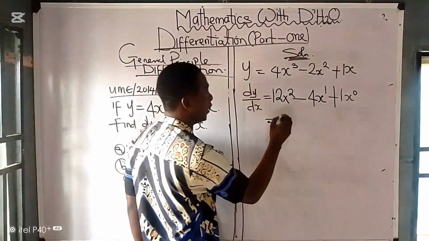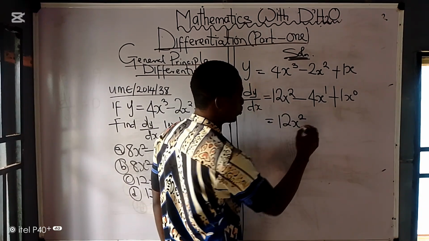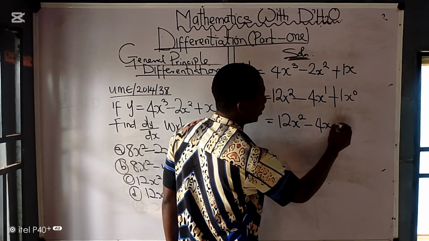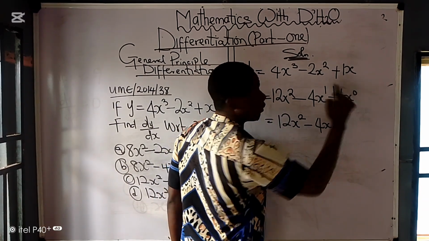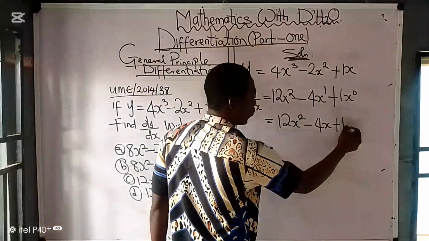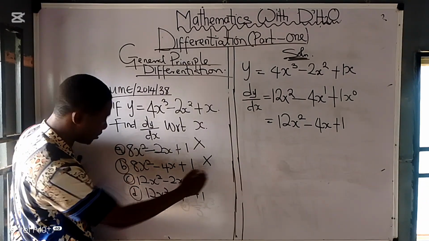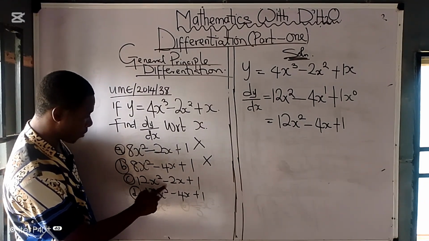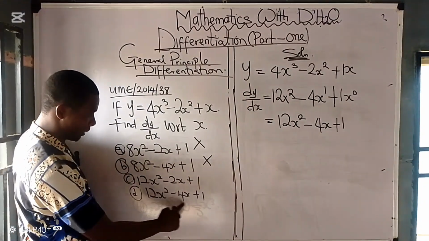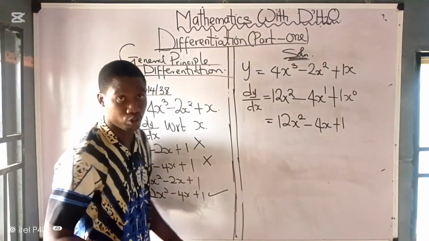So what do you have now? 12x squared. X raised to the power 1 is the same thing as x, so minus 4x plus x raised to the power 0 is 1. Don't forget, x raised to the power 0 is 1, times 1 gives you 1. So let's look for the answer. The answer is not A, it's not B. The answer is 12x squared minus 4x plus 1. No. The answer is this. Look at it. The answer is what? D.